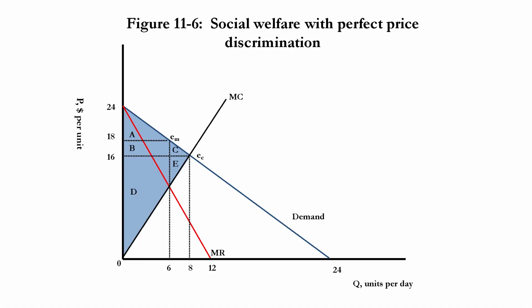The first person, person 1, is willing to pay that entire trapezoid to the left of unit 1. They value it a lot, so you charge them a lot. All the way down to the 8th person, you charge them what they're willing to pay, which is 16. Charge the 8th person 16, the 7th person 17, the 6th person 18, and so on.